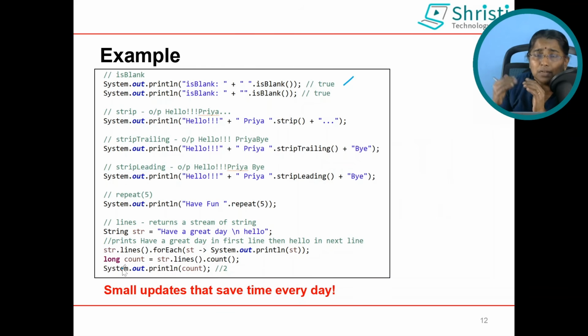If I have not added \n, then this will go as one single value only. Dot lines will convert your string into a stream of string based on the number of lines that you have. If you have not introduced \n, everything will go as one single value.